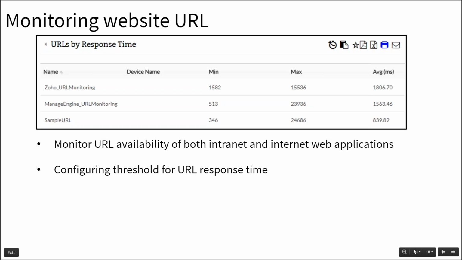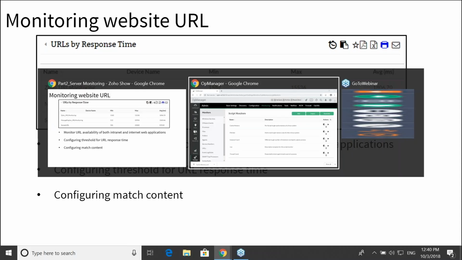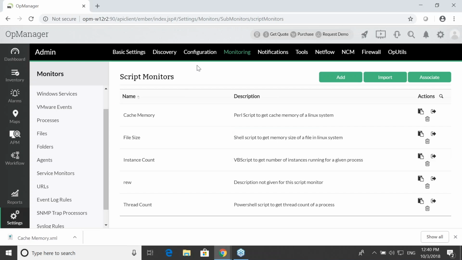And then you can also monitor the URL availability for both intranet and internet web applications. You can configure the threshold for URL response time so that when the response time deviates from the configured threshold value, you'll be alerted. You can also configure a match content so that when somebody tries to hack the website, they'll try to log in and change the content. When you see that the respective content is not getting matched, you can understand that there's something wrong with the website. I'll quickly show you from the product.